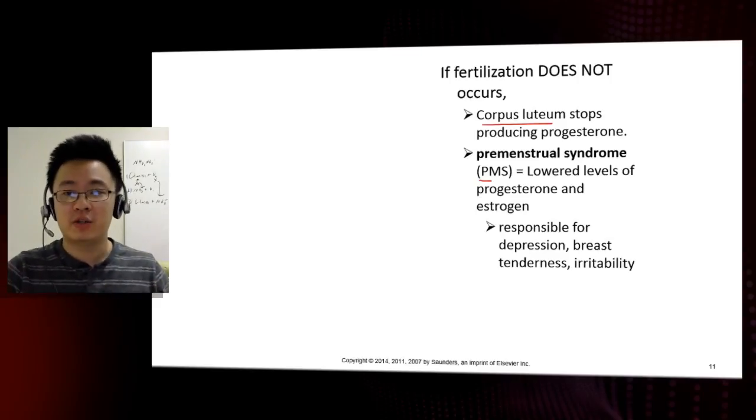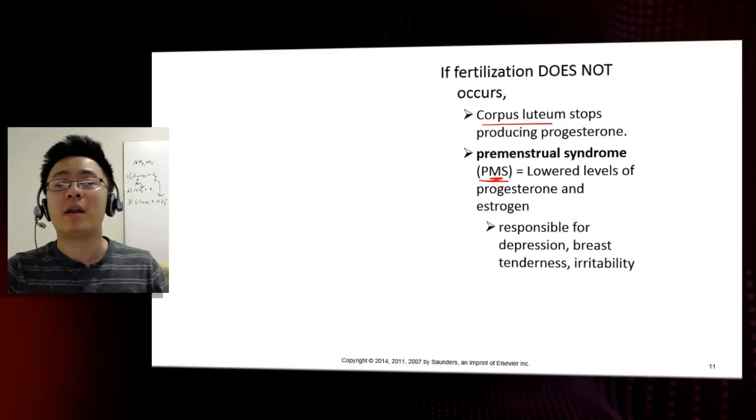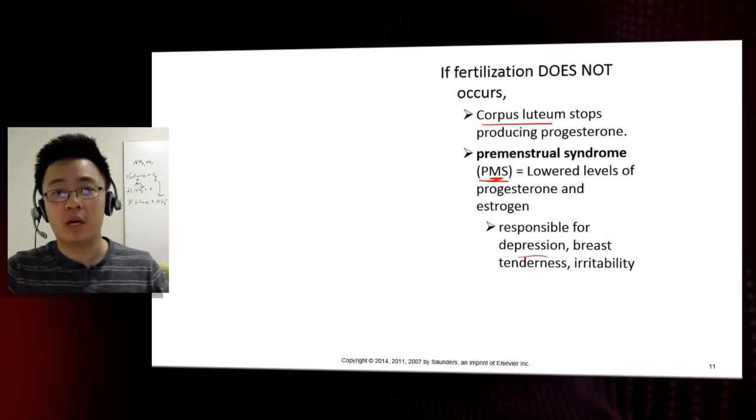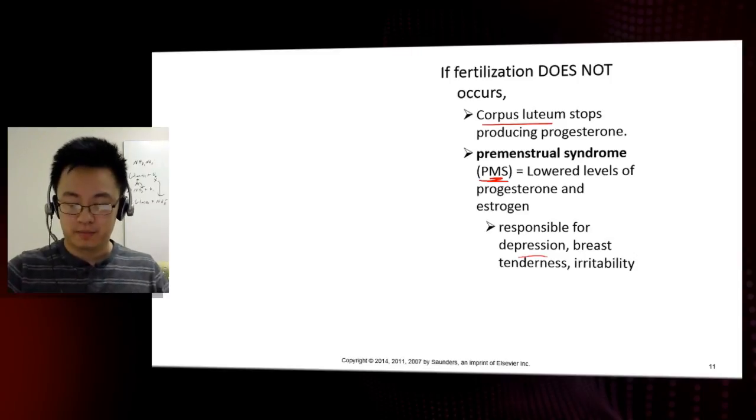And then a condition starts to arise known as premenstrual syndrome, abbreviated here as PMS, which is when you have lowered levels of progesterone and estrogen, and because of that, that is responsible for depression, breast tenderness, and irritability for the female. Now, in this slide, I don't have an image, but I'm pretty sure you can fill in your notes as needed.